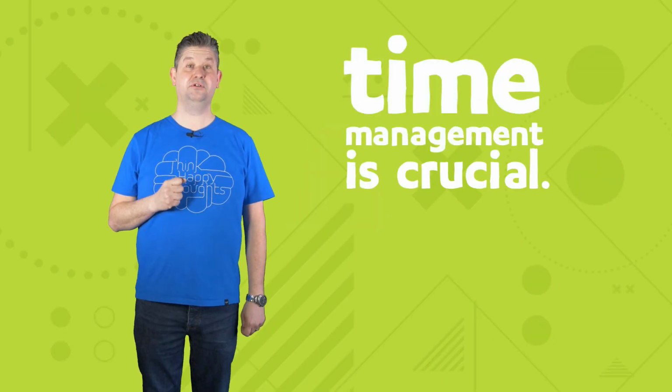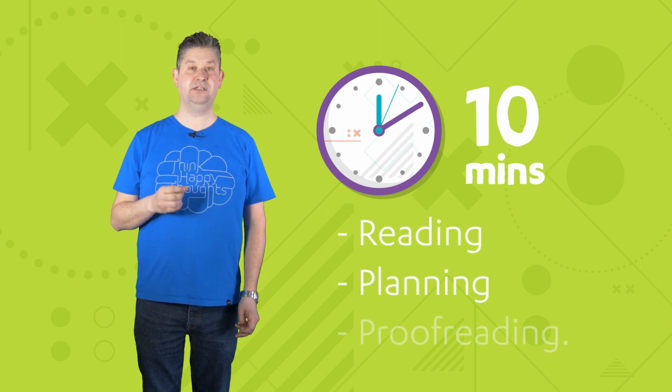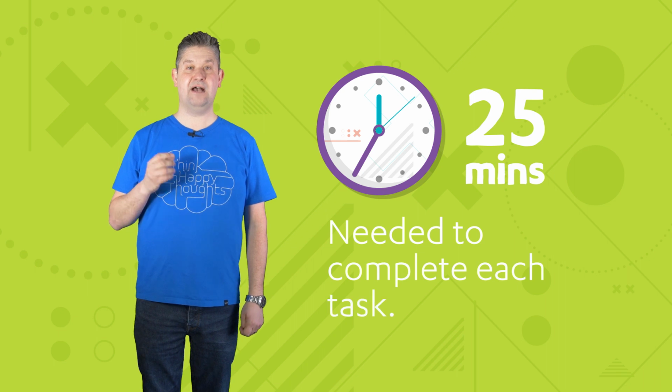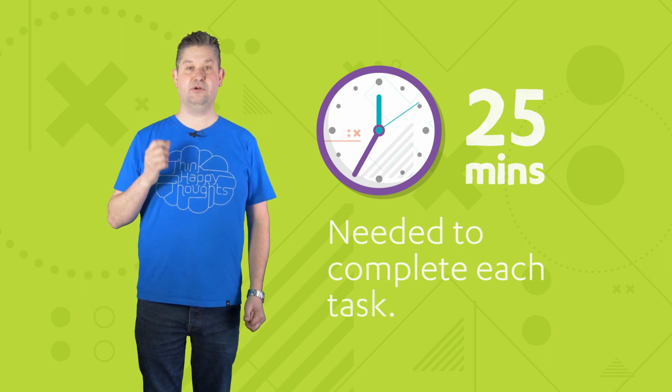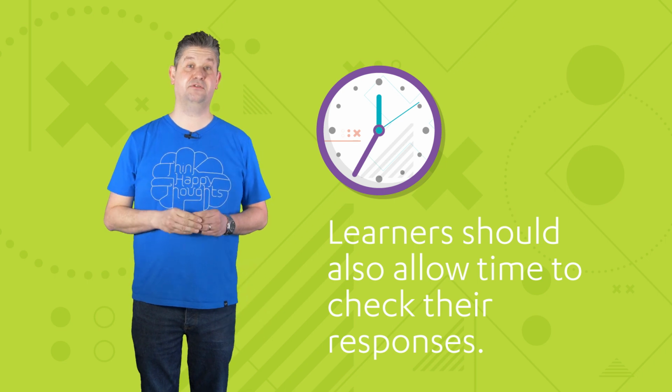Time management is crucial for learners. They need to allow 10 minutes for reading, planning and proofreading. This is followed by 25 minutes for each task. Having time to check their responses allows learners to identify potential mistakes that could cost marks, particularly around their structure.